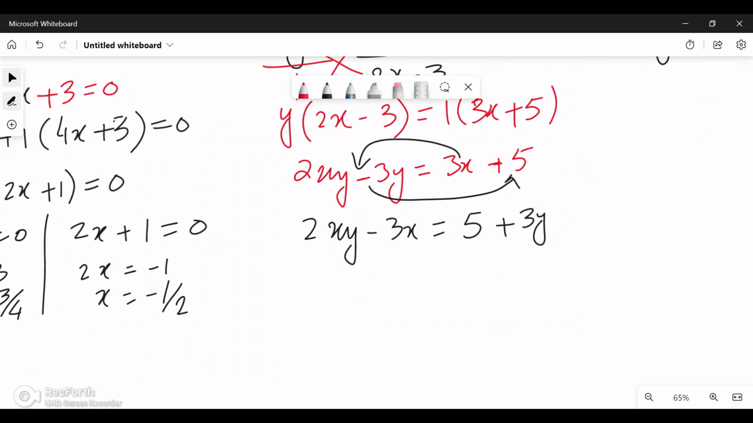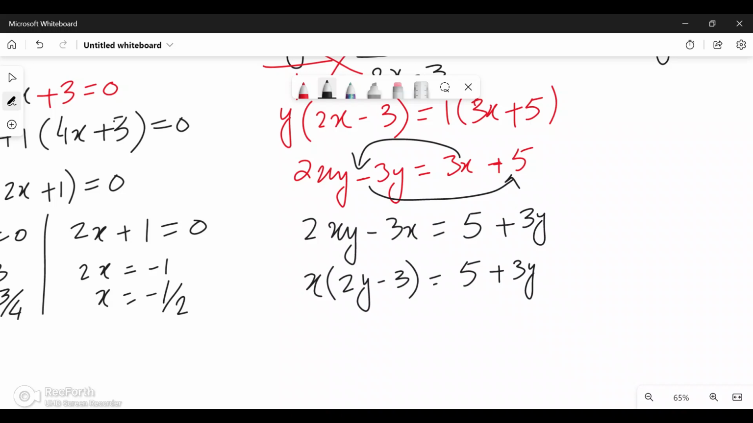Now at this stage, on the left side we have two terms which contain x. So it means x is the common term. Let's take x as common from these two terms. If x is common, we will be left with 2y minus 3 is equal to 5 plus 3y.